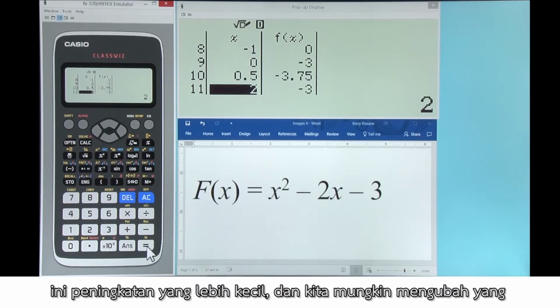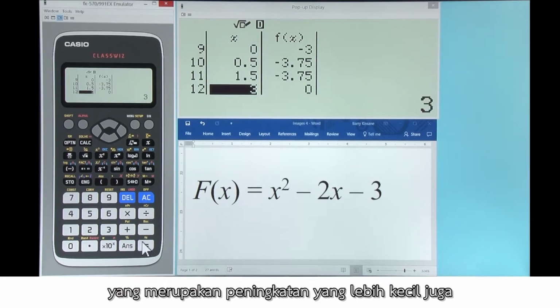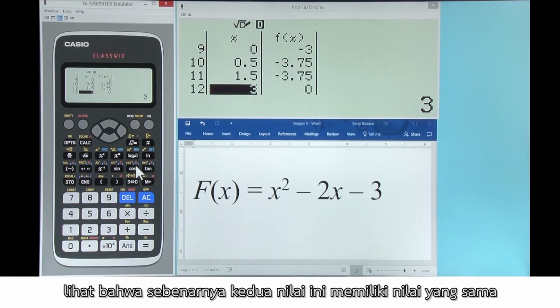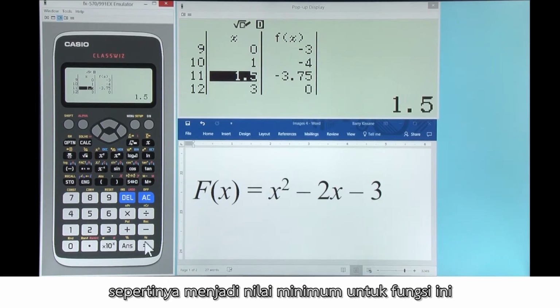It's a smaller increase, and we might change the next one to make it 1.5, which is a smaller increase as well, and see that in fact those two values are the same. And it looks as if in fact the value in between these, when x is equal to 1, appears to be the minimum value for this function.